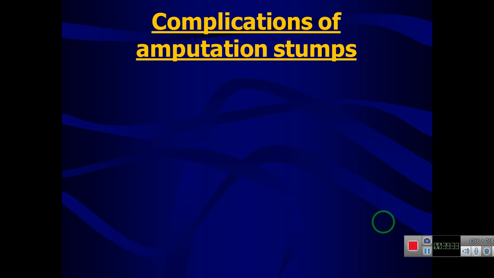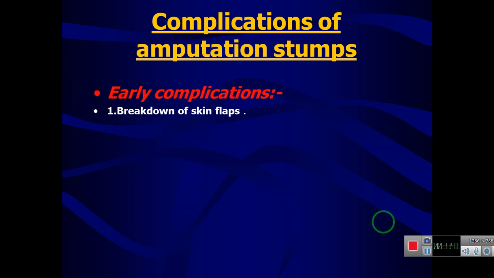And lastly, the complications of the amputated stump. We have early and late. The early is breakdown of the skin flap. This may be due to ischemia, or suturing under excessive tension, or in below knee amputation due to an unusually long tibia pressing against the flap.